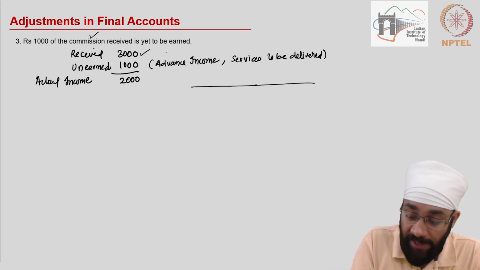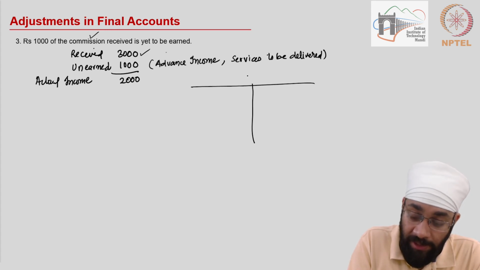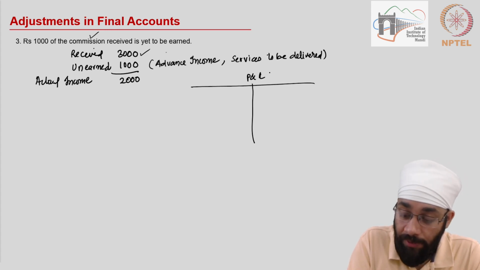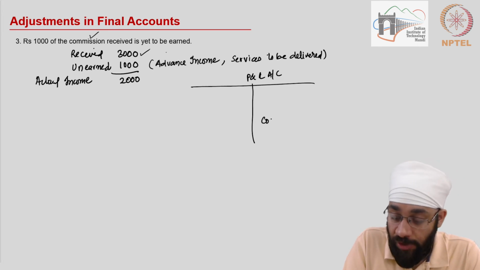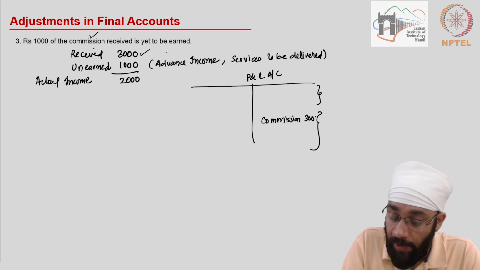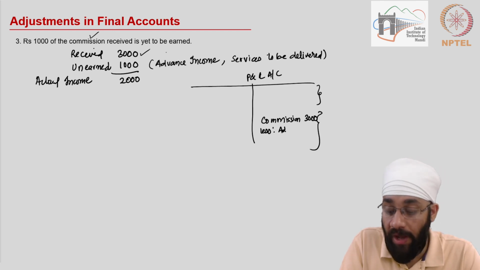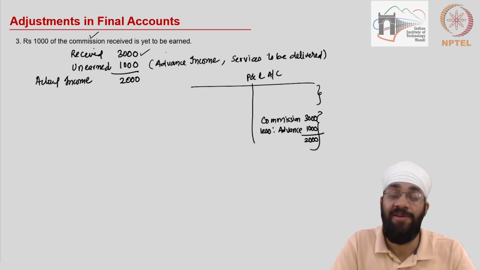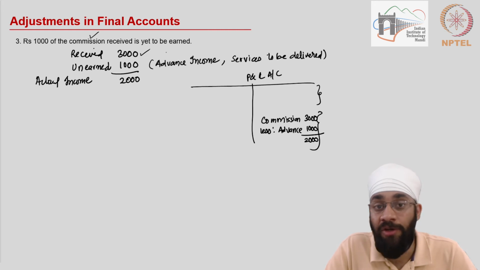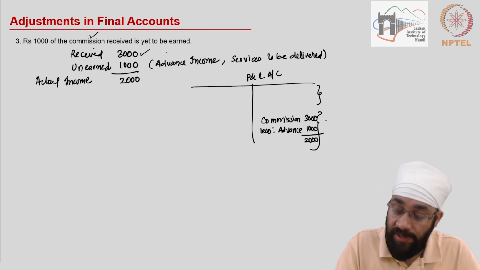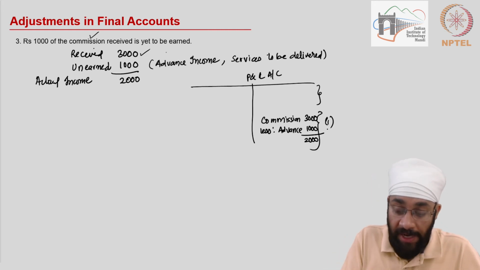So the first impact is going to be that in the profit and loss account, you have commission, and I'm talking about the second section. You have commission 3,000. What you should do is deduct from this the advance commission, the unearned commission, which is 1,000, and in effect only show 2,000 as your actual income during this year. That is the first impact of this adjustment.